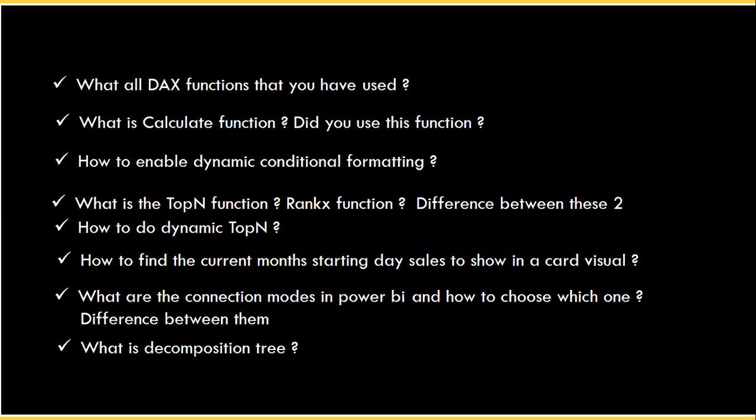What is the difference between these two? When you create a calculated column, it is part of your table, right? In addition to the existing columns in your table, you are creating additional columns. That is what the calculated column is. Once you create a new calculated column, it will be part of your table, and it will consume space in your memory. That is one difference.